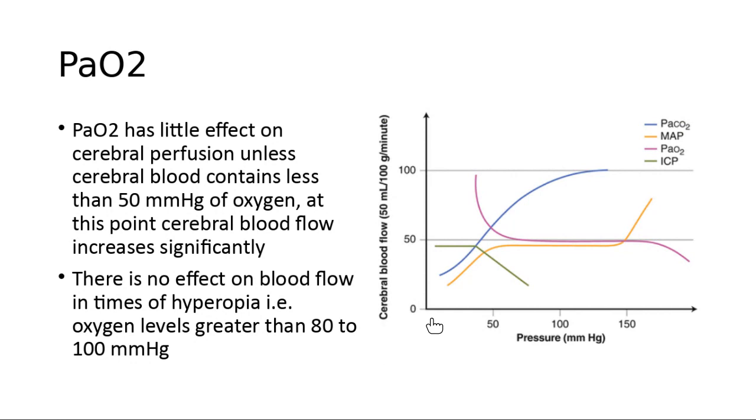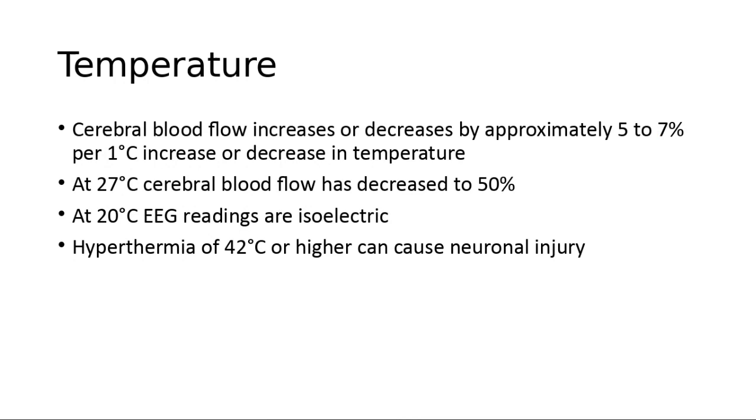And that can be seen on this curve via the purple line. So over here, you can see increased cerebral blood flow at PaO2 of less than 50, with a plateau thereafter.